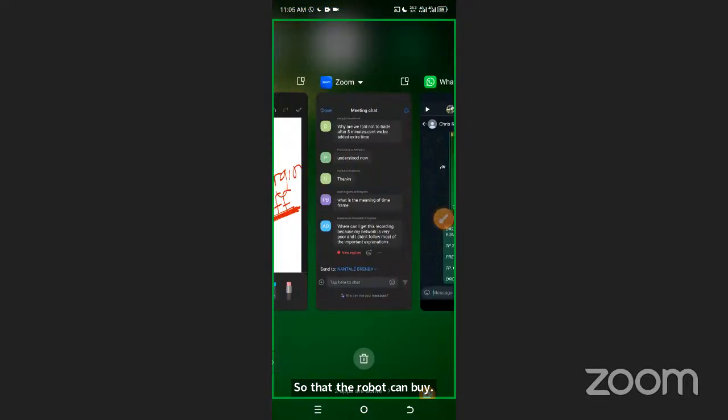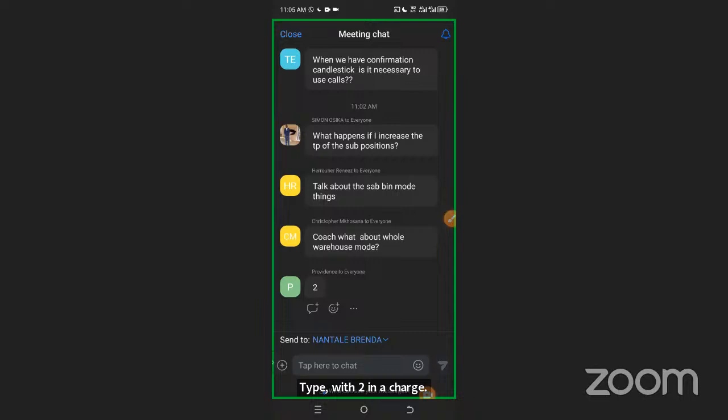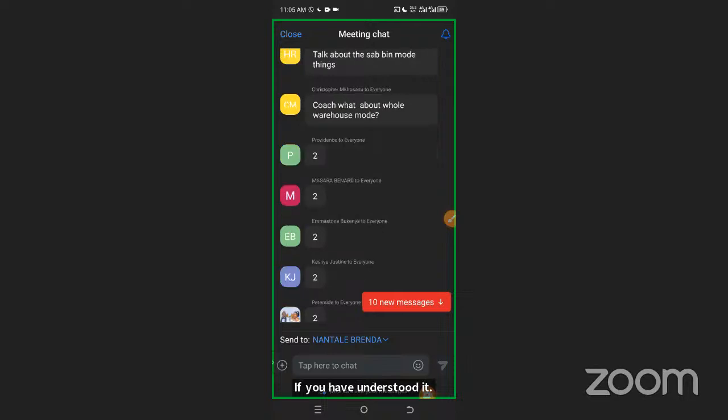Type a 2 in the chat if you have understood it.